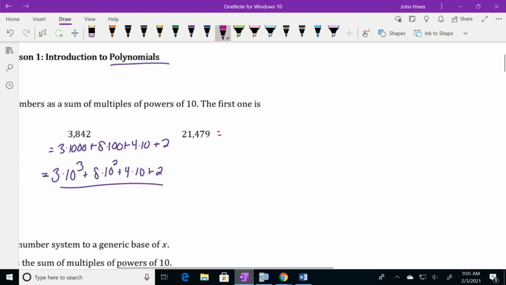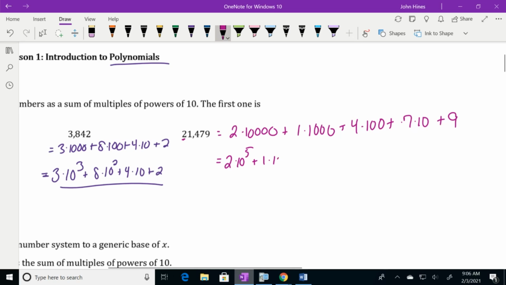21,479. Well, I have 2 ten-thousands. I have 1 thousand. I have 4 hundreds. I have 7 tens, which is 70. And then I have 9 ones. So in writing this out in terms of exponents, it's 2 times 10 to the 4th. That's a place value. There's a 2 in the 10 to the 4th place value. Plus 1 times 10 to the 3rd. Plus 4 times 10 squared. Plus 7 times 10 to the 1st. Plus 9.